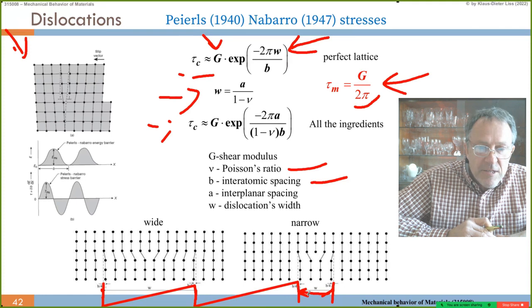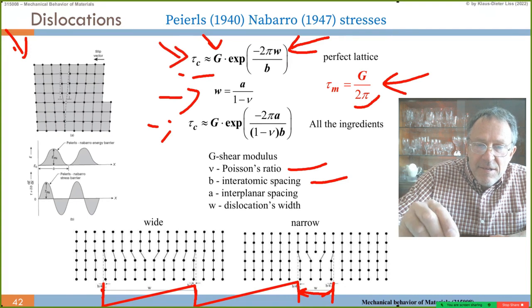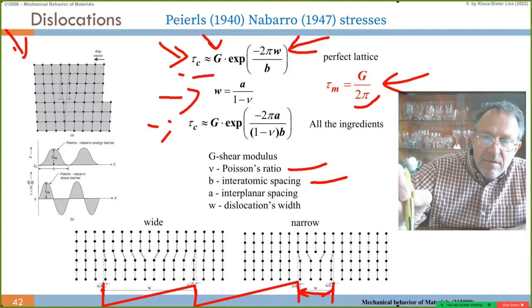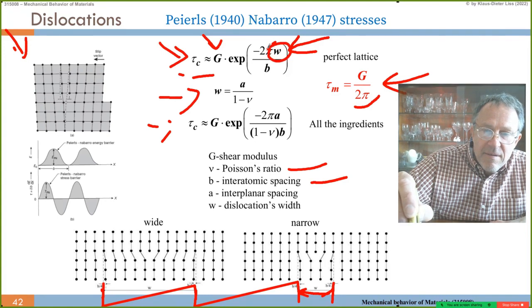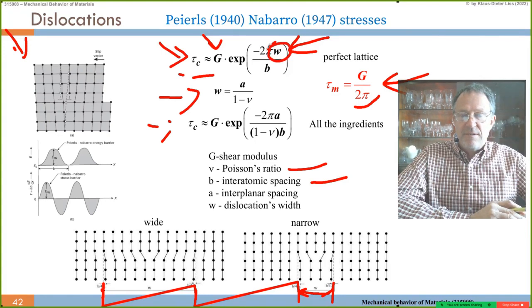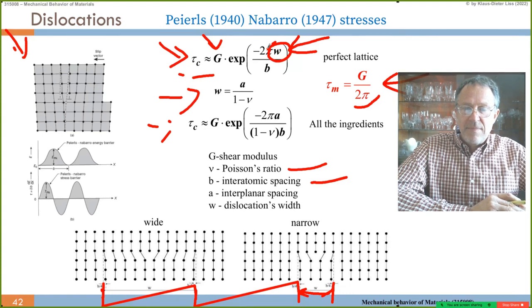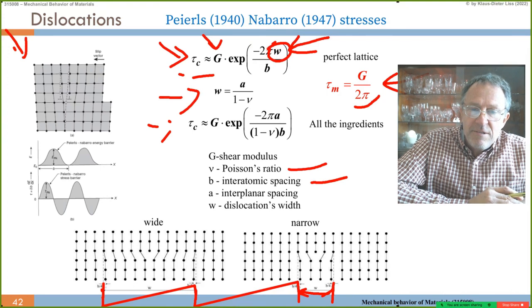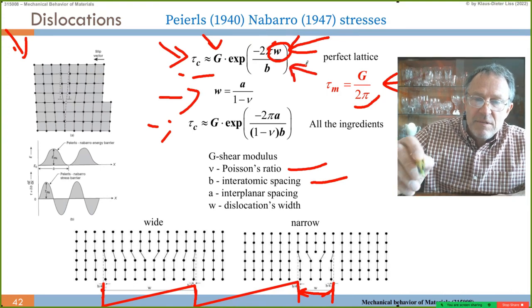So what I want to express here is that the critical shear stress goes with exponential minus the width of the dislocation. And the wider the width of the dislocation, the smaller the shear stress. This is the essential you have to take with you.